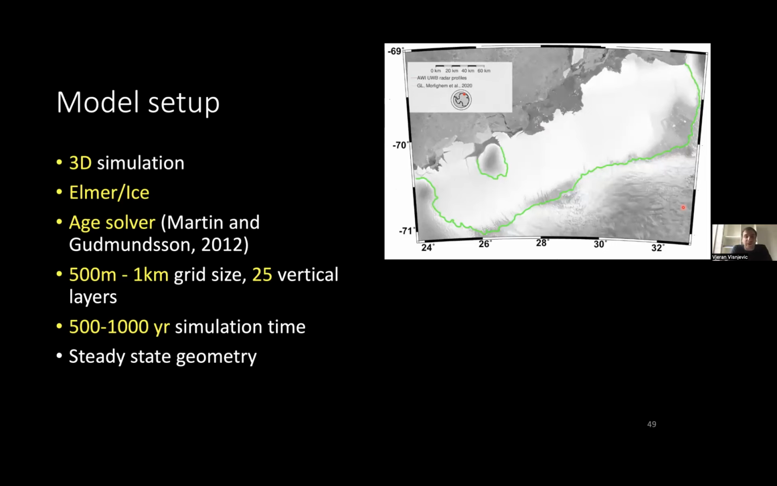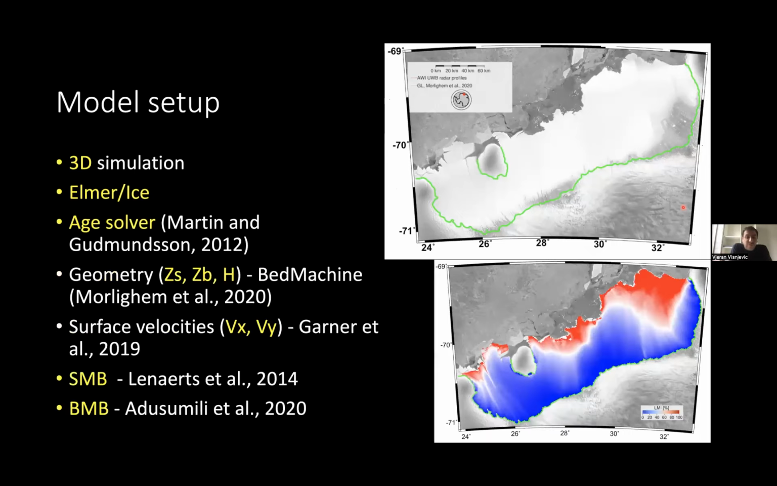These are all 3D simulations. I use an ice solver that solves the full set of equations, but I will not do that. I will use our empirical relations because it drastically reduces computation time. I use the solver published by Martin and Goodmanson in 2012. For all of the ice shelves that I show you, the resolution is between 500 meters and 1 kilometer, depending on the size of the shelf, with 25 vertical layers, and simulation time is between 500 and 1,000 years, depending on the shelf. We assume a steady state geometry.